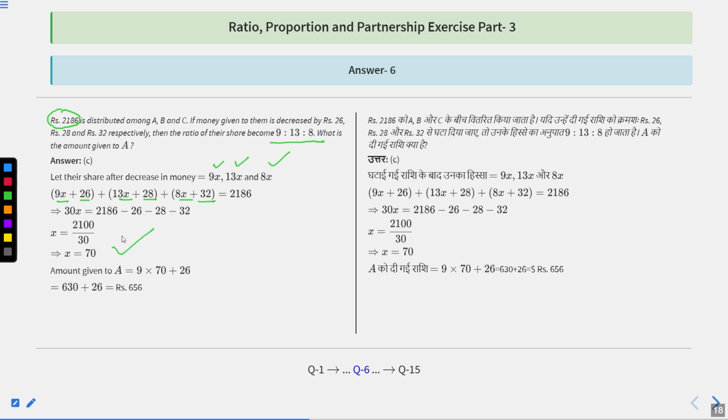Now the question says, what is the amount given to A? A gets 9x plus 26. So we multiply 9 by 70 plus 26, which is 656. Okay. C is the correct answer.